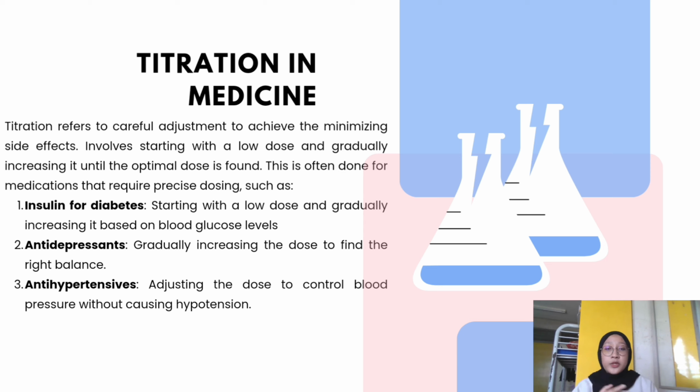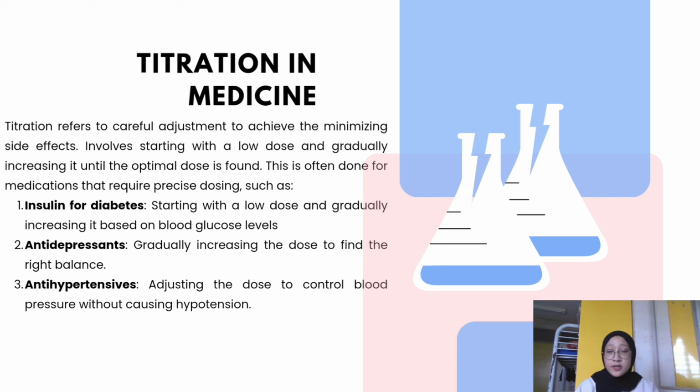So back to our main topic, I will explain about titration in medicine. Titration in a medical context generally refers to the careful adjustment of drug dose to achieve the desired therapeutic effect while minimizing the side effects. The process involves starting with a low dose and gradually increasing it until the optimal dose is found. This is often done for medication that requires precise dosing, such as insulin for diabetes.